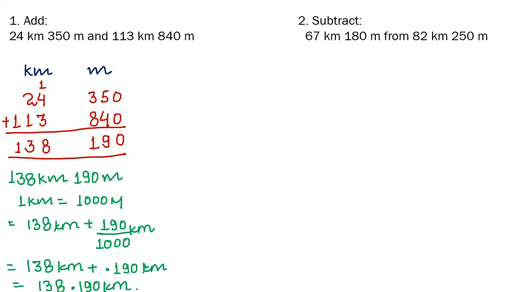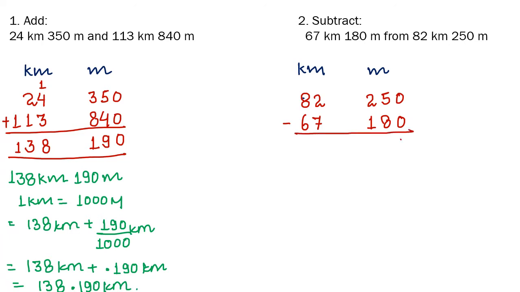So the final answer is 138.190 kilometer. In the next question, we have to subtract 67 kilometer 180 meter from 82 kilometer 250 meter. So again, write both the quantities in columns, kilometer and meter. So here it will be 82 kilometer, 250 meter, 67 kilometer, 180 meter. Subtract them.